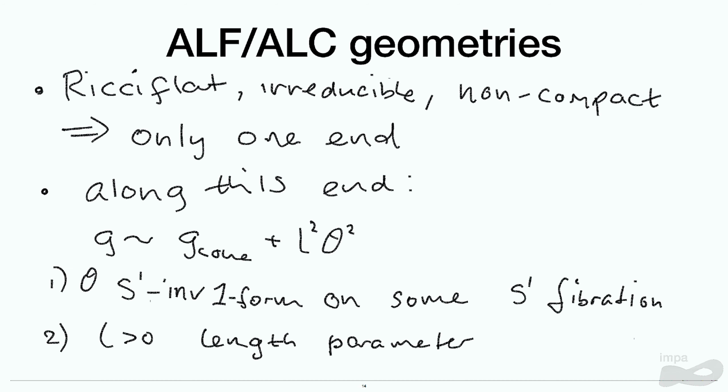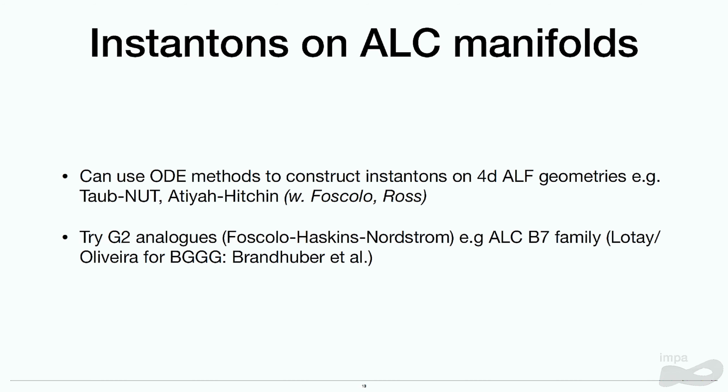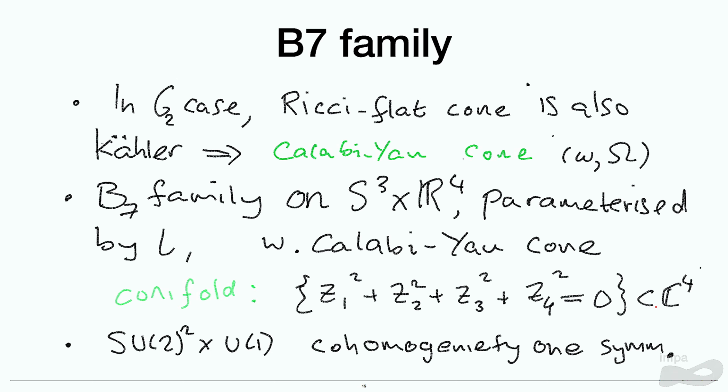But in the G2 case, the Ricci-flat cone is also Kähler on this end. So I get a Calabi-Yau cone metric with a Kähler form omega and a holomorphic volume form capital Omega. That will come into play later when we look at the solutions to my instanton problem.